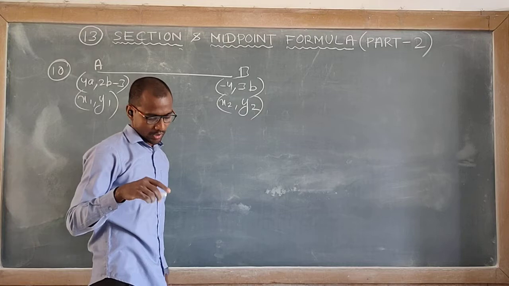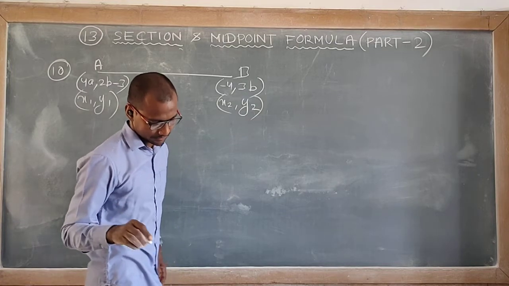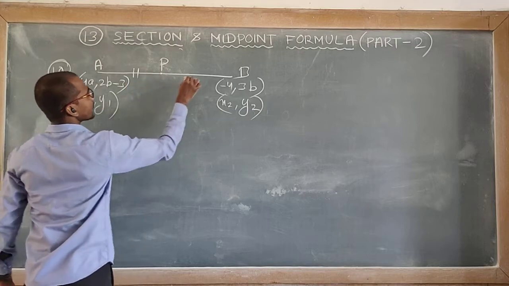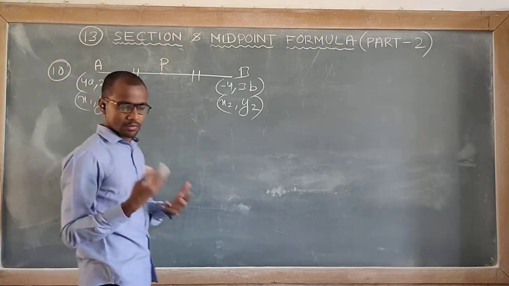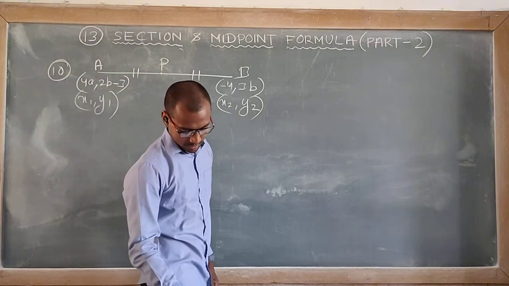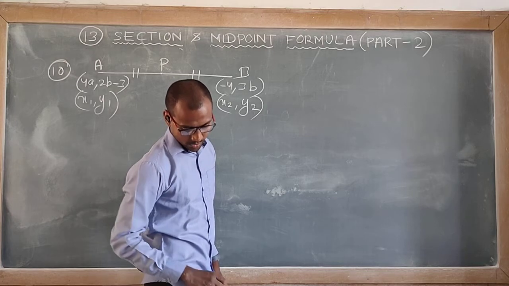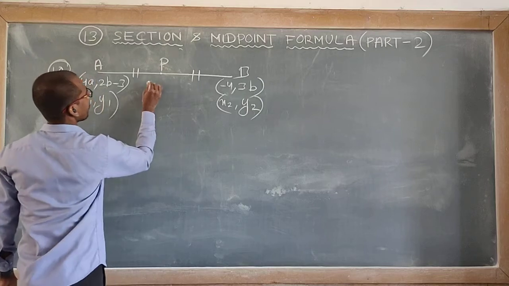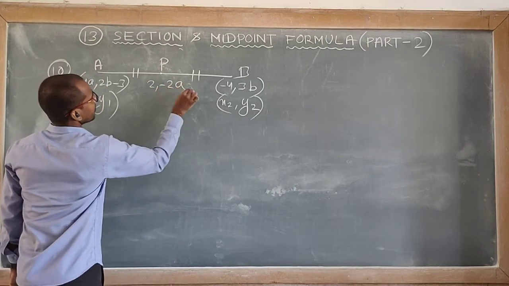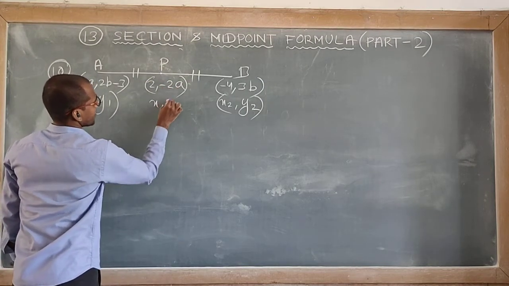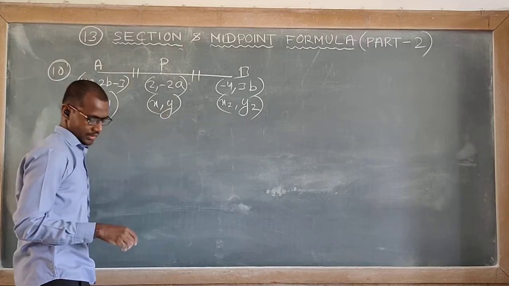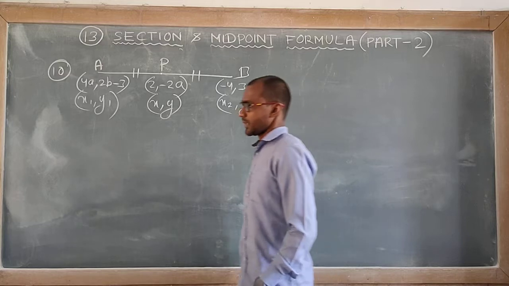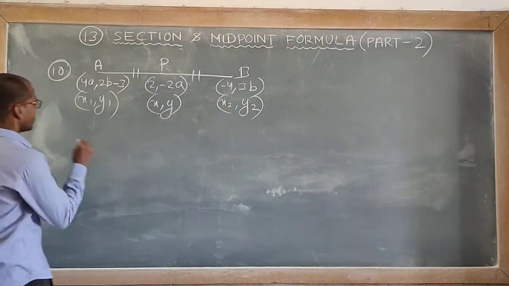Then we have a midpoint. Suppose this is the midpoint. The name is not given, so we are giving a name ourselves. The midpoint's coordinates are (2, minus 2a). This is x, y. Find the values of a and b. You can use the midpoint formula.